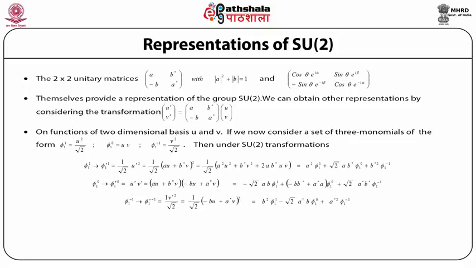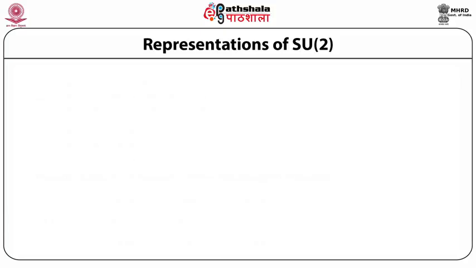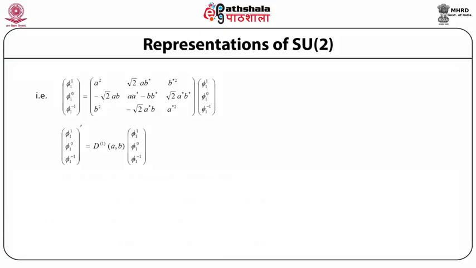The third monomial phi 1 minus 1, which is equal to v square by root 2, is transformed into phi 1 minus 1 prime, which is equal to v prime square by root 2. Substituting for the v prime from the transformation, we find that phi 1 minus 1 prime goes over to b square phi 1 1 minus root 2 a star b phi 1 0 plus a star square phi 1 minus 1.